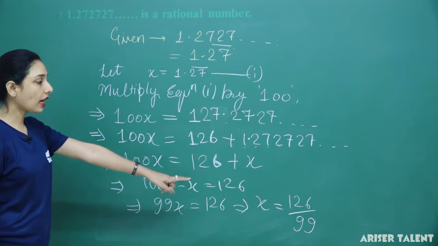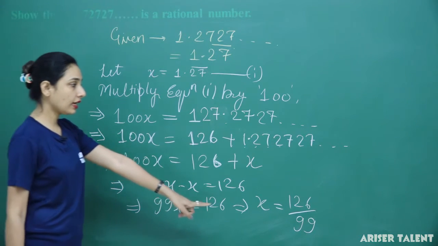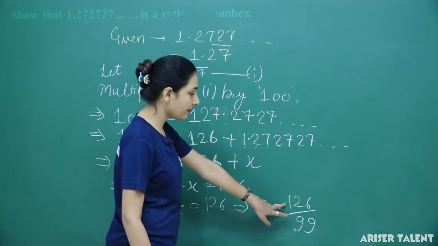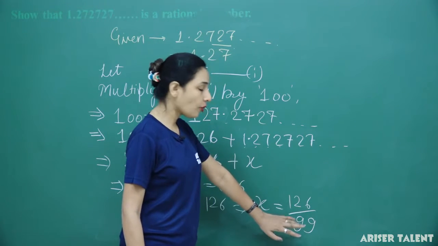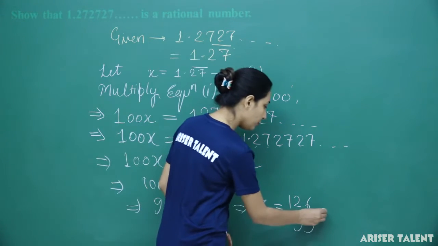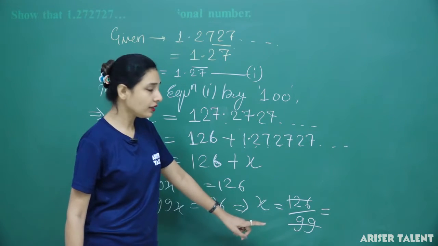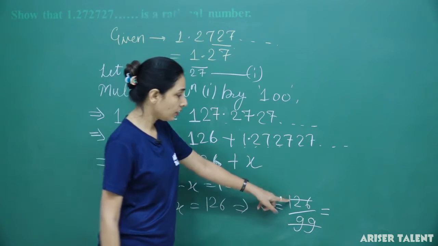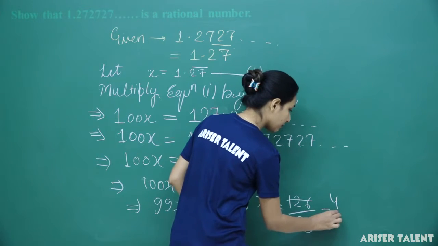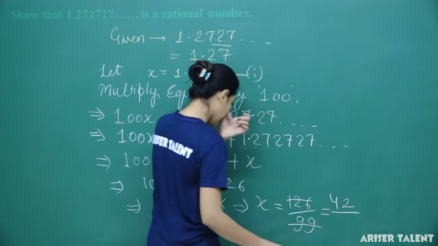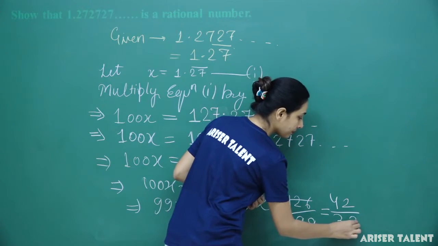Now if this is the answer, this is the answer. No, it is not the answer, because we are having 3 common here and 3 common here also. So what will we do? We will just divide those 2 by 3. So that will be 42 here and 33 here.